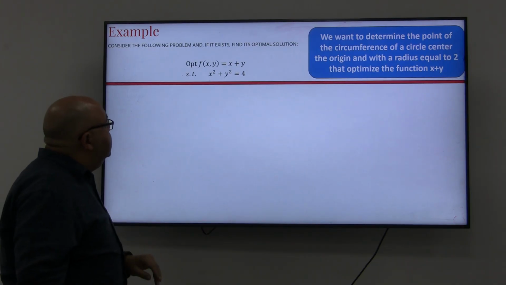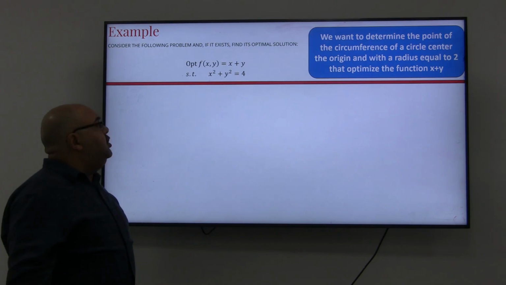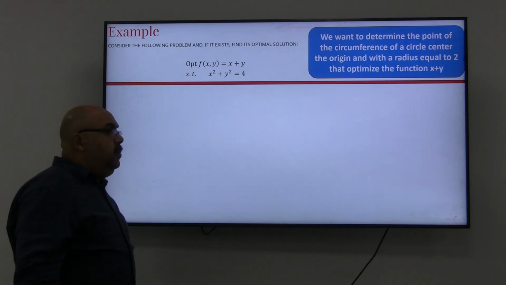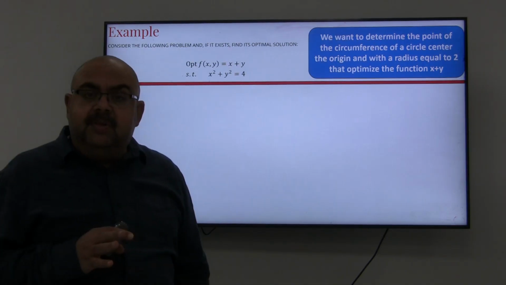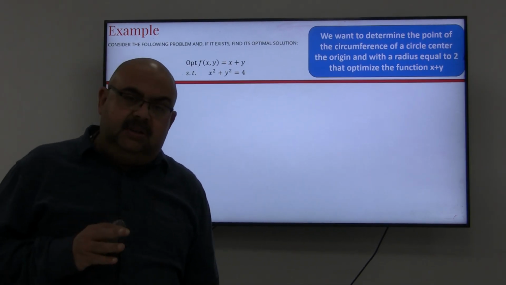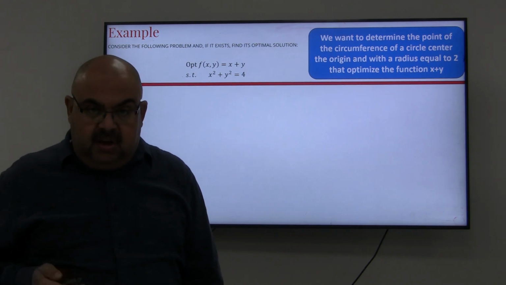Okay, let's see this problem. I need to optimize x plus y, subject to x squared plus y squared equal to 4. I've tried to take the same problem that we already had in the substitution and see how to deal with it with the graphical solution.